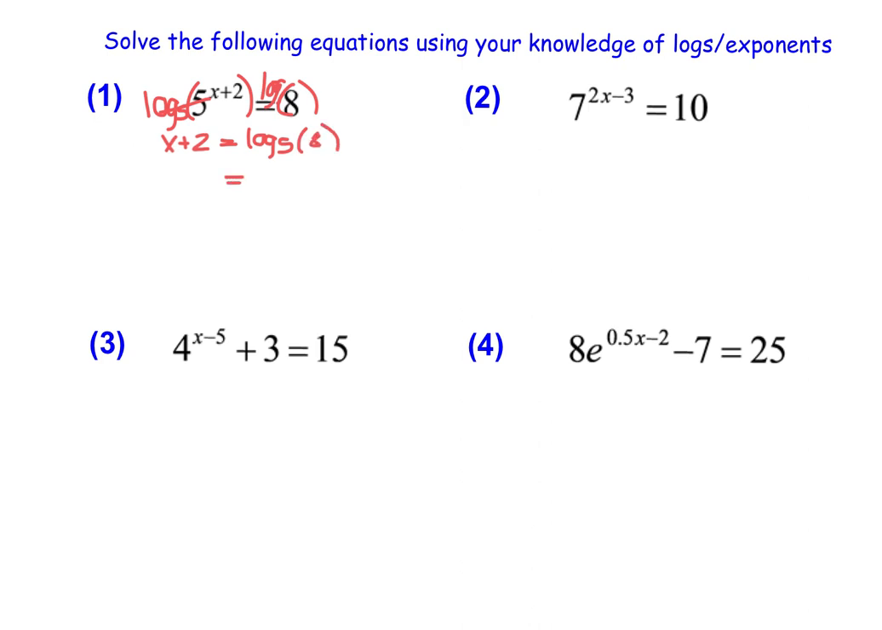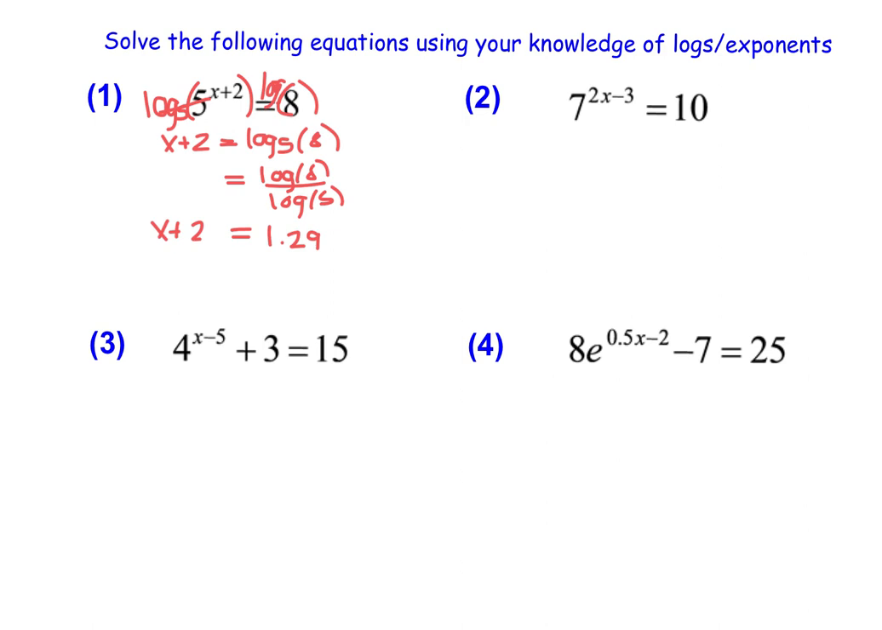I can then use the change of base formula on the right-hand side. So I can do log of 8 divided by log of 5 to figure out what's actually on the right-hand side here. So if I take log 8 divided by log of 5, I end up with about 1.29.